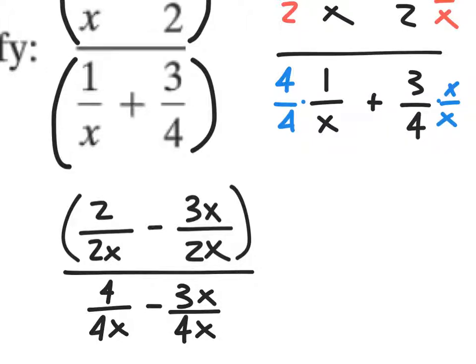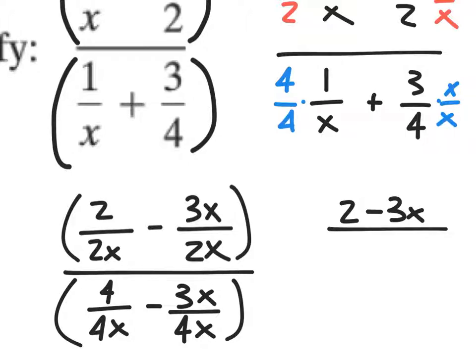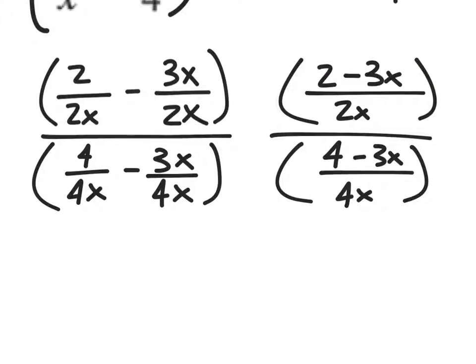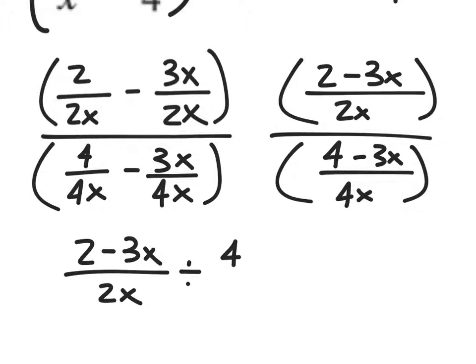Okay, so now, all right, I want to turn this whole numerator into one fraction. So what I'm going to do is I'm going to do 2 minus 3x all over my common denominator, which is 2x. Okay, that's my numerator. We're going to divide that by 4 minus 3x all over 4x. Okay, that denominator. Now, when I have this, okay, this is where it gets a little tricky. I'm going to do 2 minus 3x over 2x divided by 4 minus 3x over 4x.